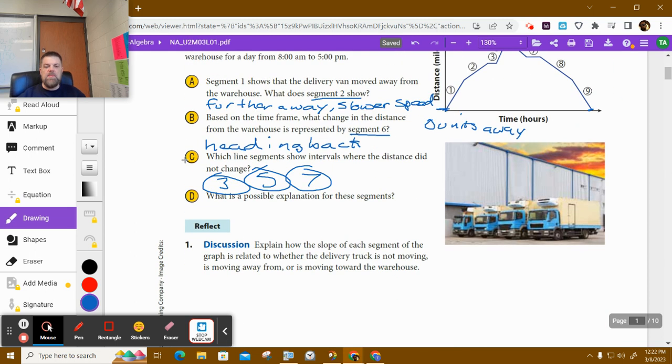And it says, what is a possible explanation for these segments? If they're not moving further away and they're not moving closer, what are they doing? Yeah, not moving. They're not moving away, they're not moving closer, they're just not moving. Maybe they parked somewhere. Maybe they parked at another warehouse and they're dropping off some stuff and they're unloading the truck or loading the truck, depending on the situation, but they're not moving at all. Okay?